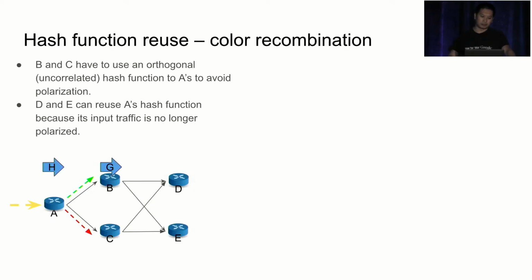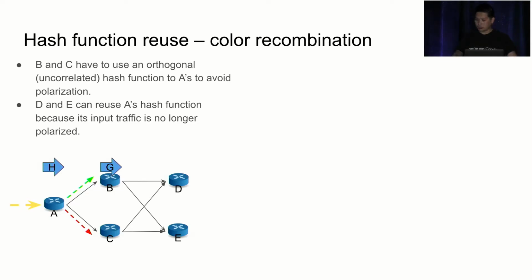So what can we do? We have limited hash functions implemented on the switch, hardwired. So you cannot really add new hash functions to it. And then we have a growing need for more hash functions. So we need to find some ways to safely reuse hash functions. And here is one common pattern, which we call color recombination. Again, let's illustrate through an example.